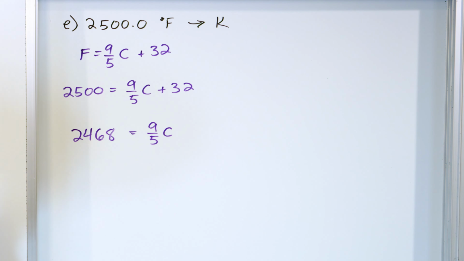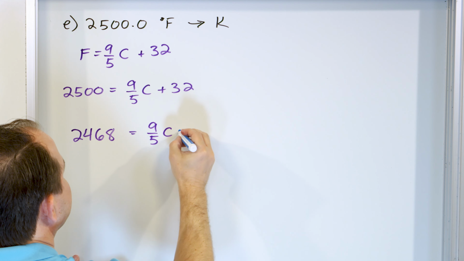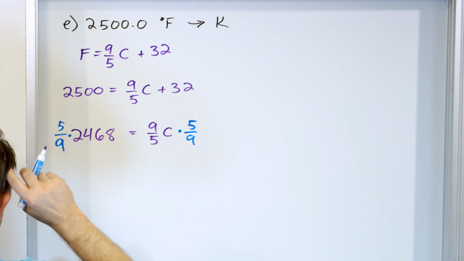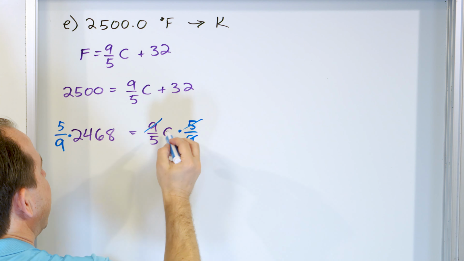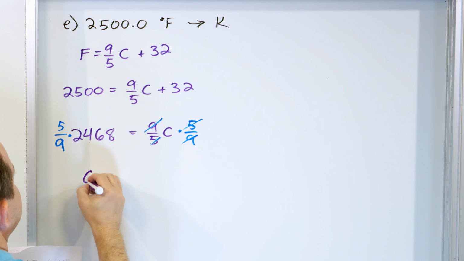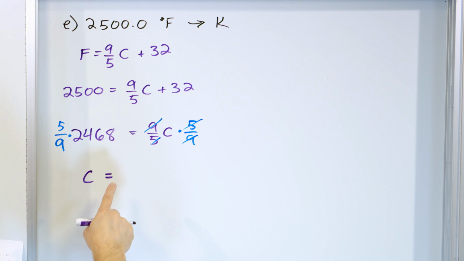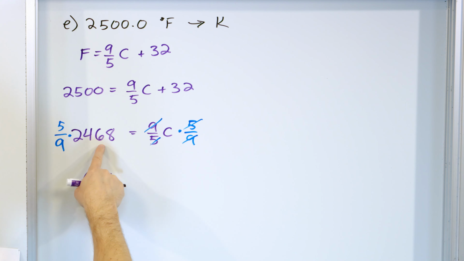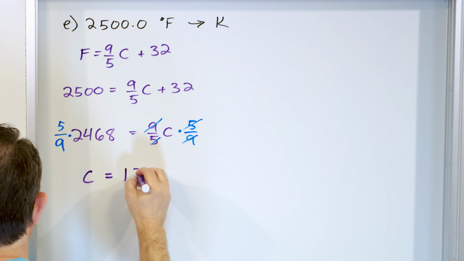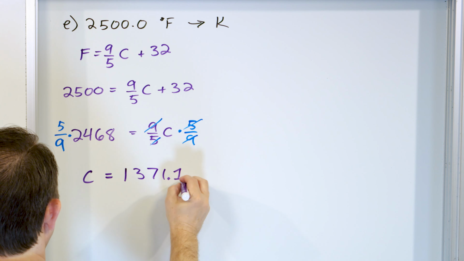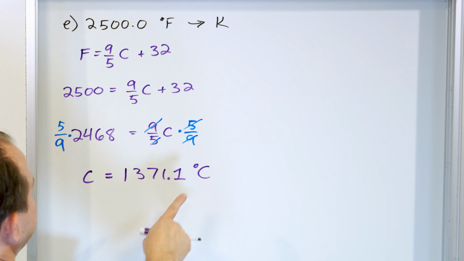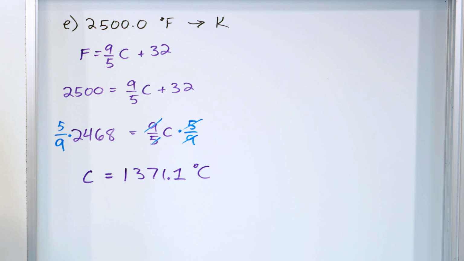I just subtracted 32 from both sides. Now, how do I get rid of the 9/5? Well, I'm going to multiply both sides by 5/9, and I have to do it there, I have to multiply here also by 5/9. So I'm going to have a cancellation. The 9s will cancel and the 5s will cancel there. And then I'm going to flip it around and say, all right, the Celsius temperature is going to be the 2,468, I'm going to multiply by 5, I'm going to divide by 9, and when I do that, I'm going to get 1,371.1, and that's going to be degrees Celsius. So 1371.1 degrees Celsius. Okay, so now I have Celsius, and then I can go from Celsius to Kelvin.